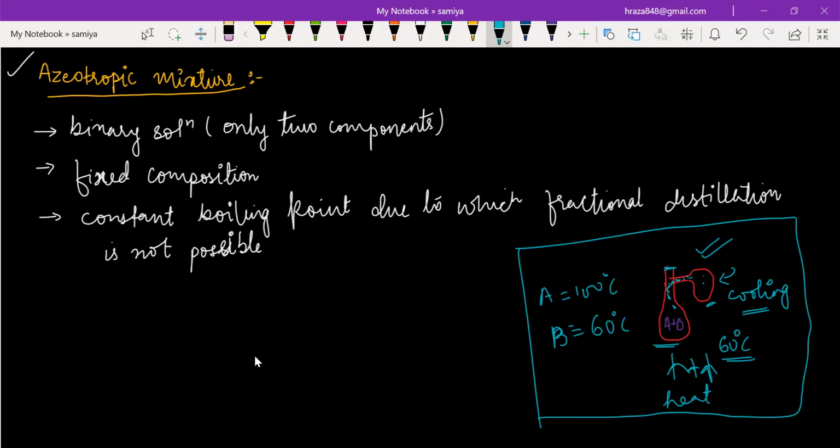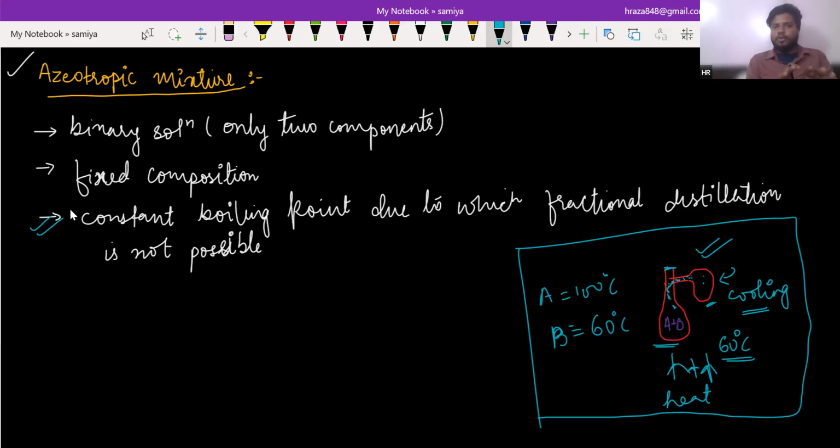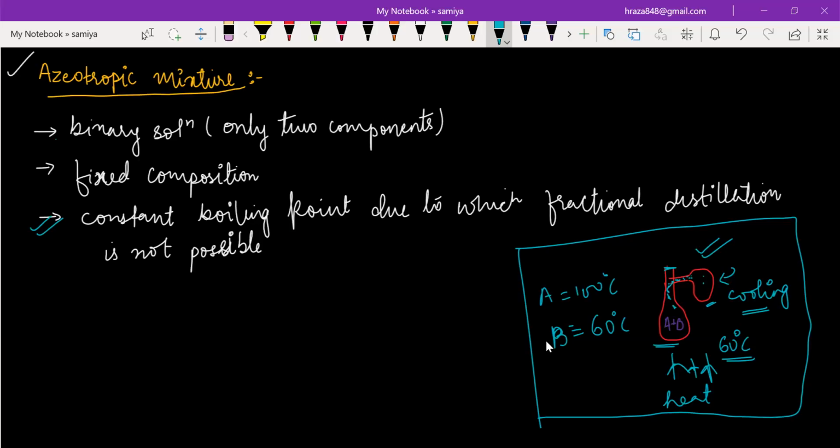Yes, sir. So basically what happens here, actually here also there are two components, but in azeotropic mixture, when they mix in a fixed composition, their boiling point becomes the same. So it is impossible to do fractional distillation after mixing it in a fixed composition. When it becomes an azeotropic mixture, that means A and B will have the same boiling point. So it is not possible to extract B from A or A from B. Are you getting my point, Reem and Samia? Yes, sir.